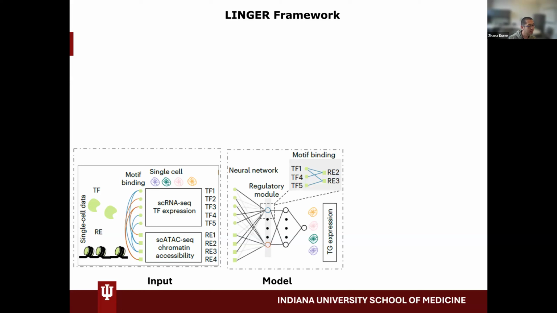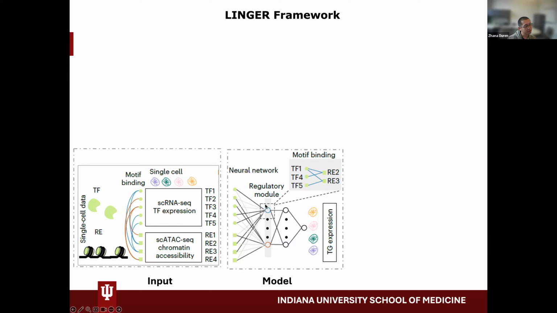Then the model itself is just a simple two-layer neural network. The output layer is a single node. It's one target gene expression. That is one gene, one model. For one gene's expression, we have regulatory elements within 1 million base pairs of that gene, maybe about hundreds of regulatory elements and hundreds of transcription factors.